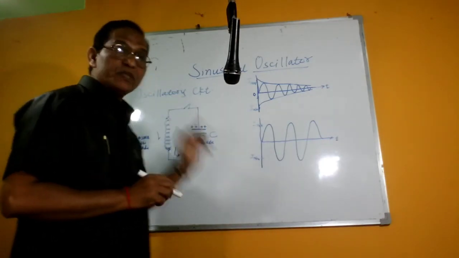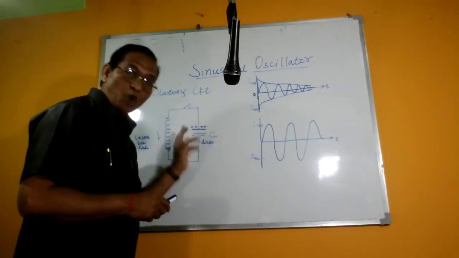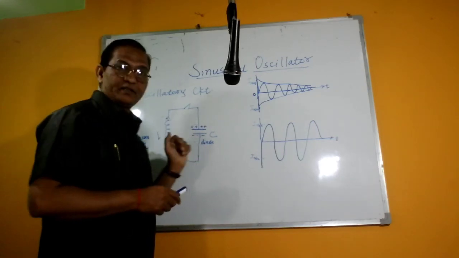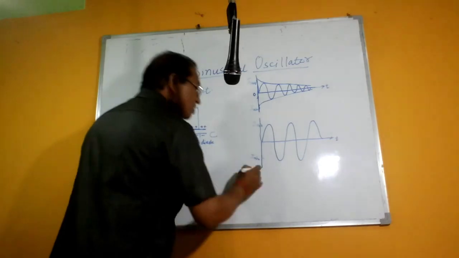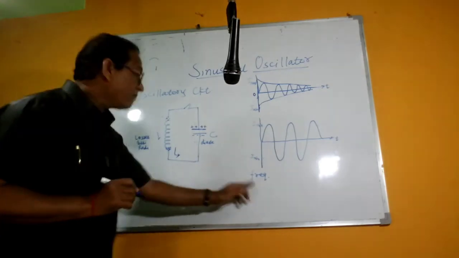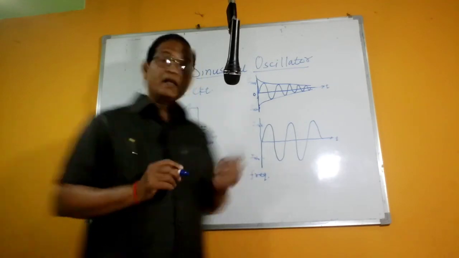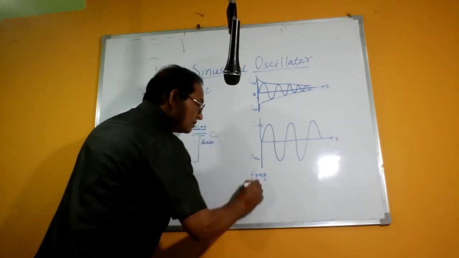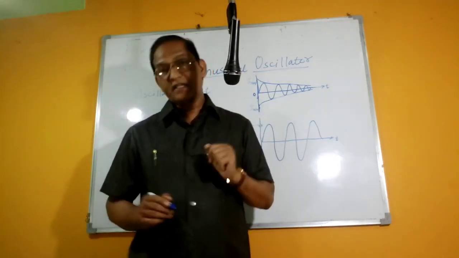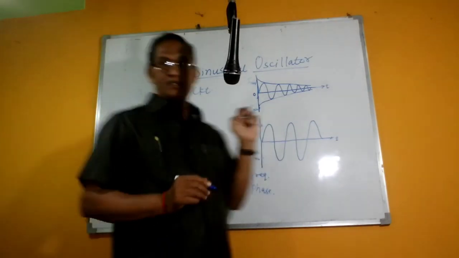Therefore, to have undamped oscillations from the tank circuit, the energy which is supplied must be proper. It should meet the losses of the tank circuit. The second thing, the energy applied should have a frequency matching the frequency of oscillations of the tank circuit. And the third thing is that the energy applied should be in phase with the oscillations of the tank circuit.